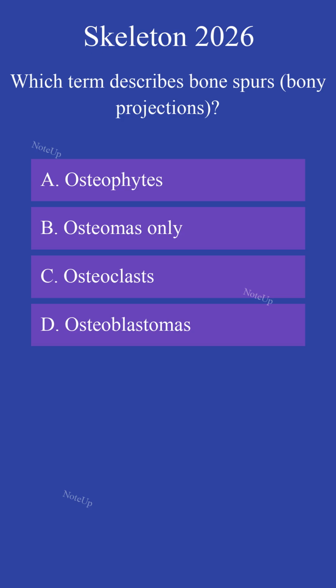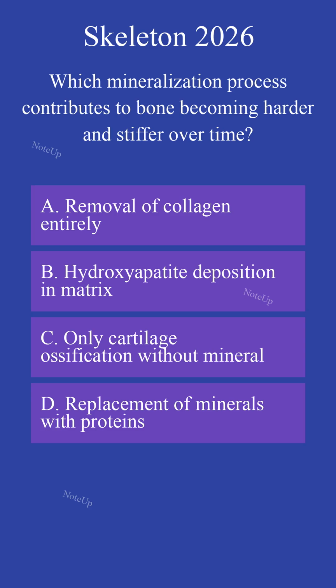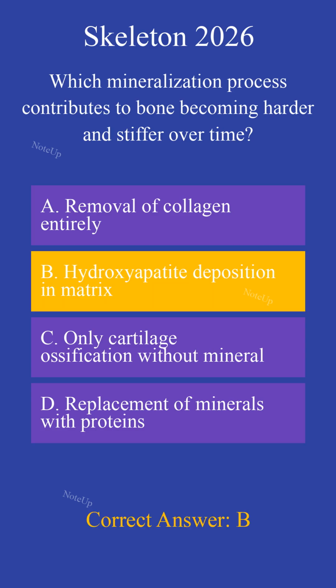Which term describes bone spurs, bony projections? The correct answer is A. Osteophytes. Which mineralization process contributes to bone becoming harder and stiffer over time? The correct answer is B. Hydroxyapatite deposition in matrix.